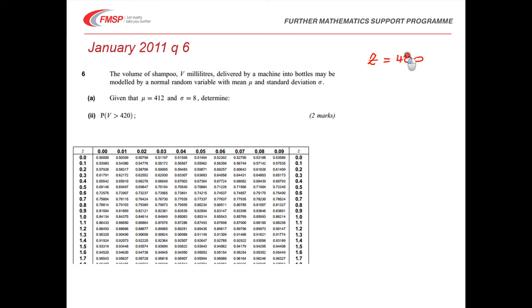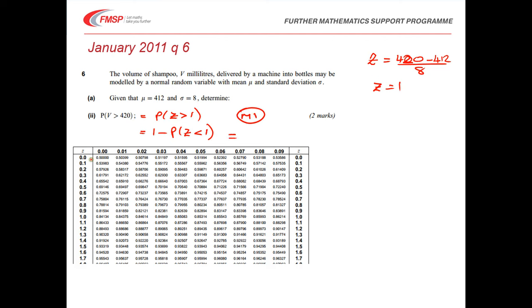That's 420, that's your value of x, minus 412, that's your mean, over 8. So in this instance, z is equal to 1. So we can rewrite this as the probability of z being greater than 1. So again, we need to turn this around because it's greater than. So this is 1 minus the probability of z being less than 1. That's where your first method mark is triggered.